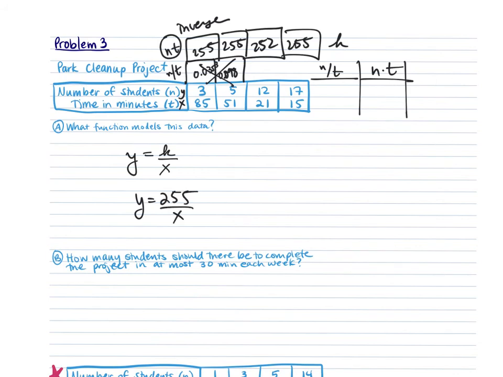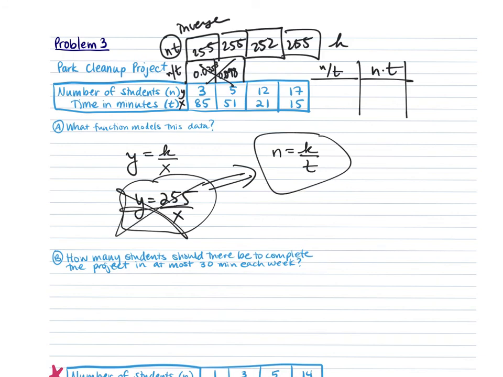And then, how many students should there be to complete the project in at most 30 minutes each week, right? If you want t to be 30, you actually, sorry, this is wrong, right? It's not y and x, in this case my y is n and my x is t. So this is my function. Sorry about that. Be careful with that. Okay. And then, oops, my k is 255. So n equals 255 divided by t. There we go. Third time's the charm.